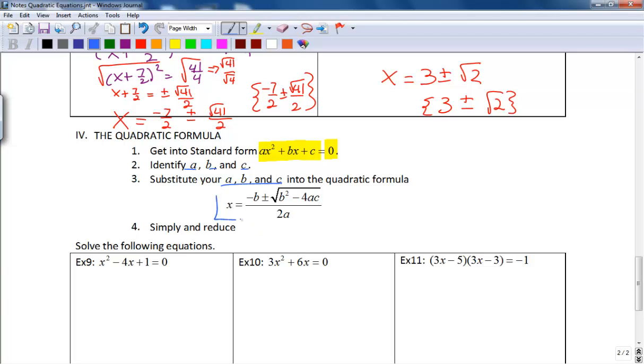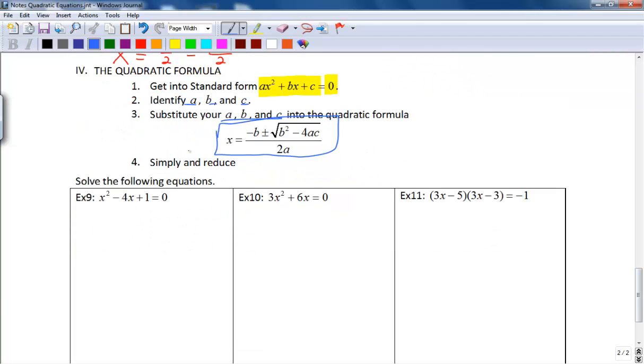And this is the quadratic formula, and this is something that you need to have memorized. The quadratic formula is x is equal to negative b plus or minus the square root of b squared minus 4ac, everything over 2a. Again, x equals negative b plus or minus the square root of b squared minus 4ac all over 2a. Step 4 is going to be to simplify and reduce. So let's look at these 3 examples.